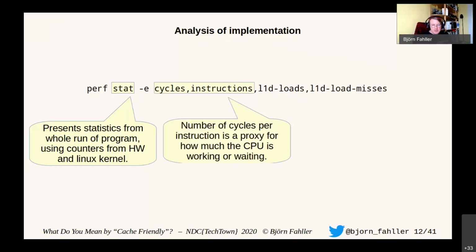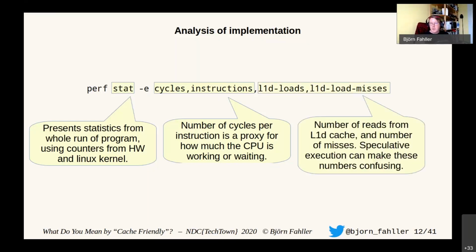There are so many counters that you can look at from Perf. When searching for cache-related issues, I usually use these. So I'm looking at cycles and instructions, because those are a decent proxy for how busy the CPU is. If the CPU does a lot of work, it can do several instructions per cycle. If the CPU is spending a lot of time waiting for memory accesses, you have the exact opposite. You have several cycles per instruction.